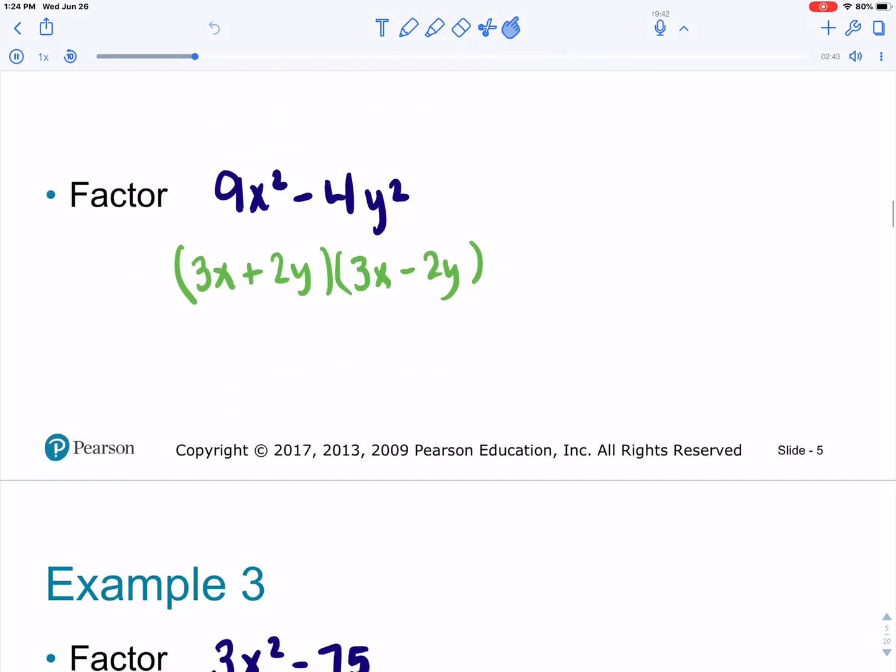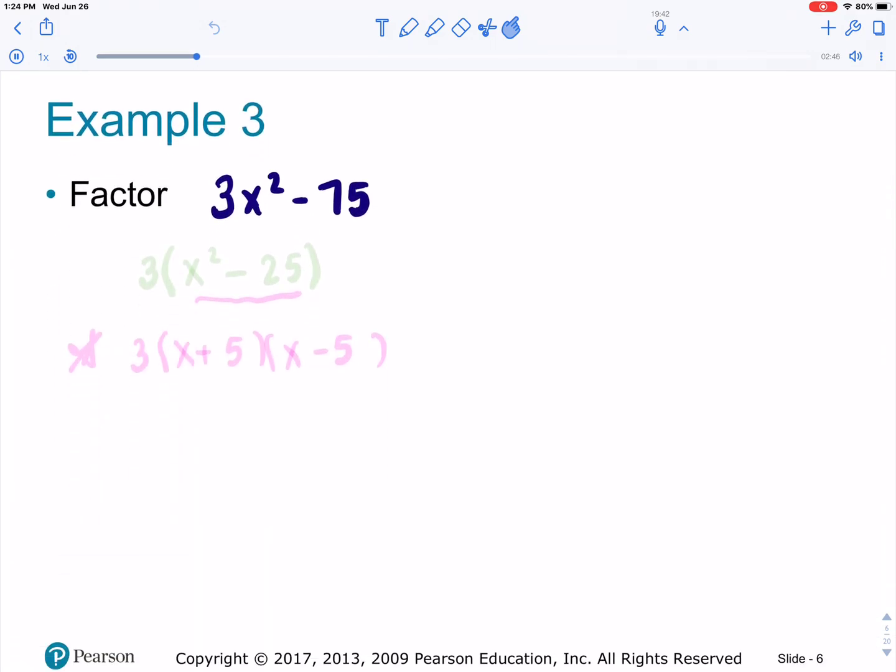Okay, so now in this one, if you notice, you got 3x squared and you have a 75, and neither one of those are perfect squares. So your next thought is to see if you can factor something out of them. And what we notice is that they both have a 3. So we can divide them both by a 3. So 3x squared divided by 3 is x squared, and then 75 divided by 3 is 25.